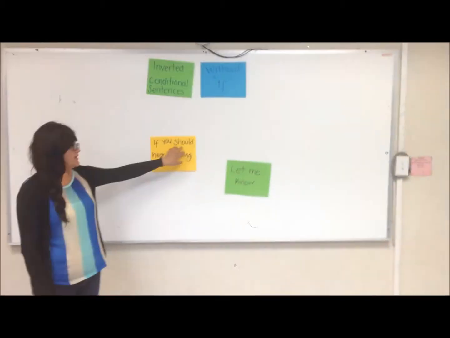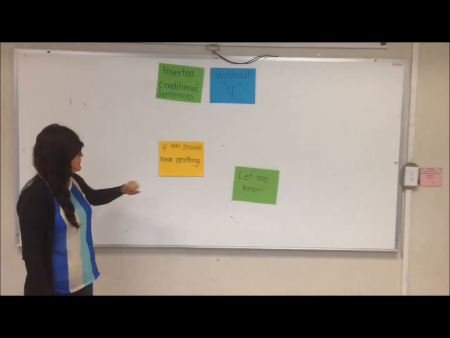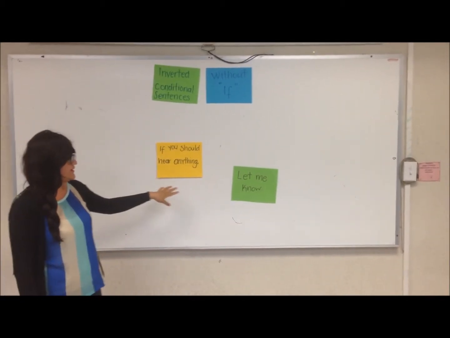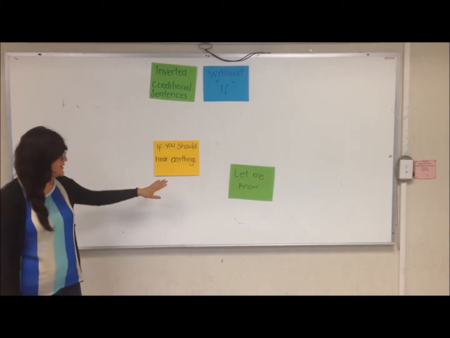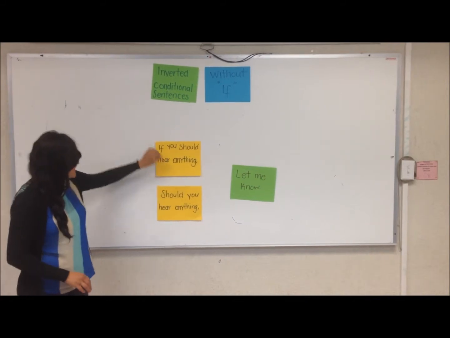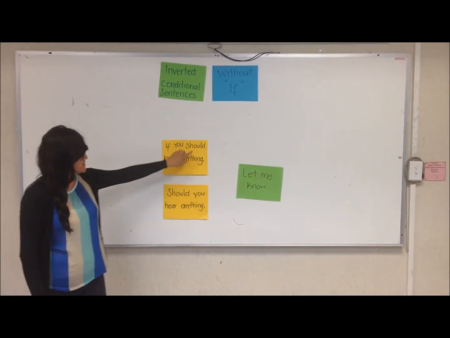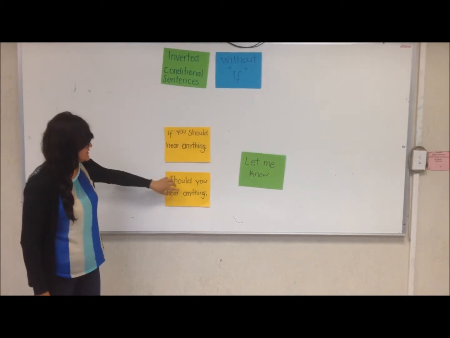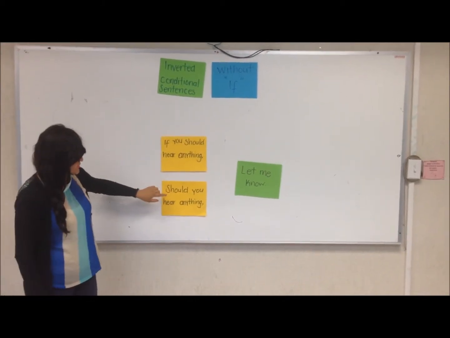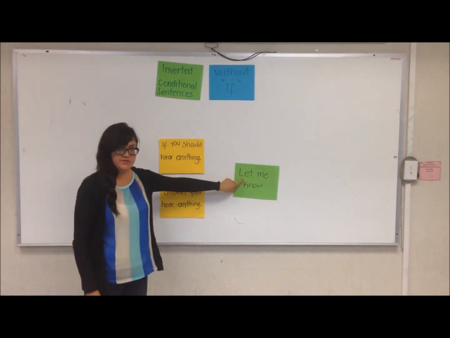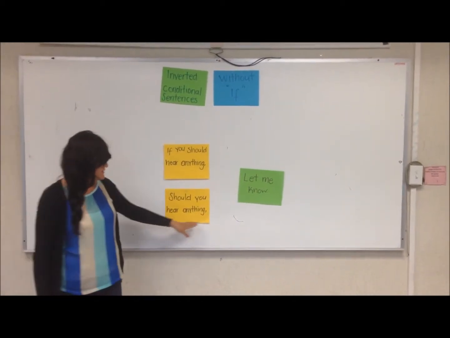We use the auxiliary verb should and we change the order. For example, here, if you should hear anything, let me know. How can we invert this sentence? It's like this. We take off the if, we change the auxiliary verb and the subject in this way. So it's like this. Should you hear anything, let me know. This is the inverted sentence.